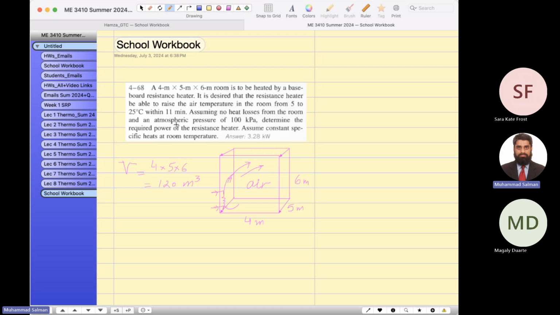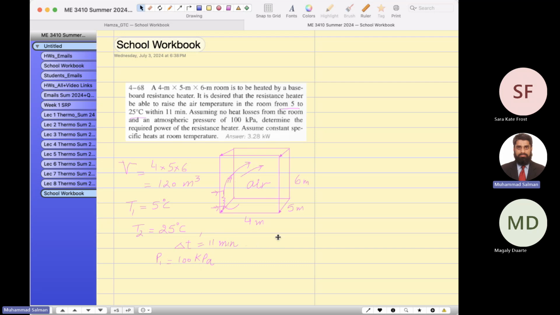So it is desired that a resistance heater be able to raise the temperature from 5 to 25 Celsius. So initial temperature T1 is 5 degrees Celsius. Final temperature is 25 degrees Celsius, within a time duration of 11 minutes, assuming no heat losses from the room and an atmospheric pressure of 100 kilopascal. So P1 is 100 kilopascal, about atmospheric pressure.